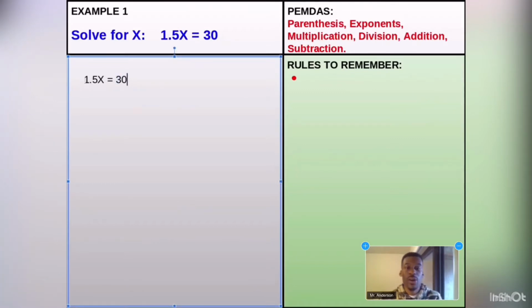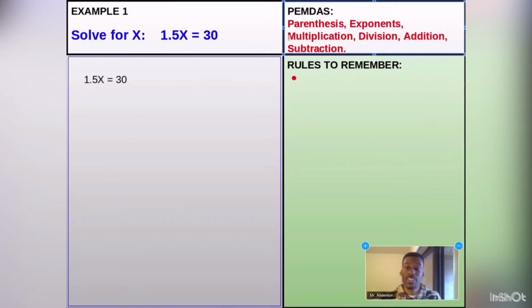Well, where do we start? We start with PEMDAS. Okay, we're gonna look at this order, and we're gonna say, okay, do we see parentheses in our problem, which is 1.5x equals 30? No, we don't see parentheses, so we can pass that. Do we see exponents in our problem? We don't see exponents, so we can skip past that as well. We don't need those operations. They're not in our problem.